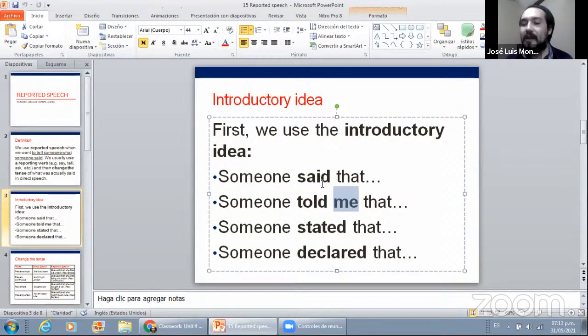All right, so say, tell, state, declare. But in this case, we're always going to use them, at least here, in past. You can use them in present, but in this case, we're going to use them in past so that we understand the change in the reported speech.